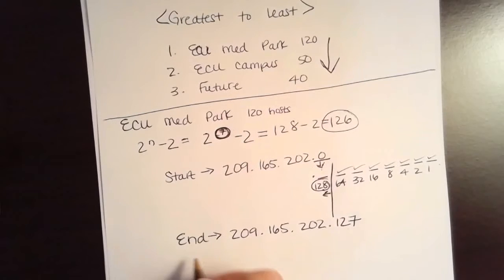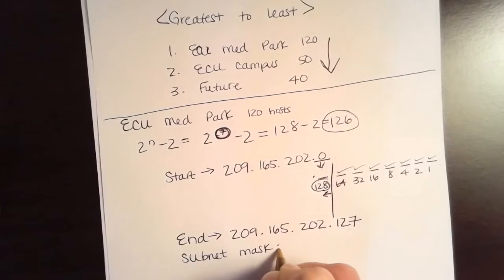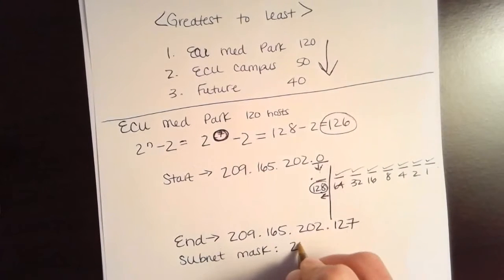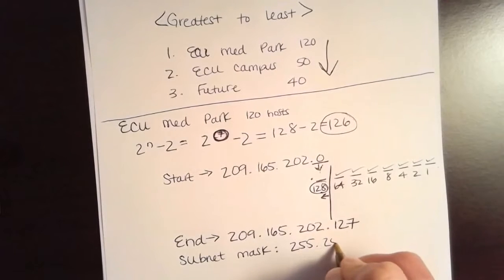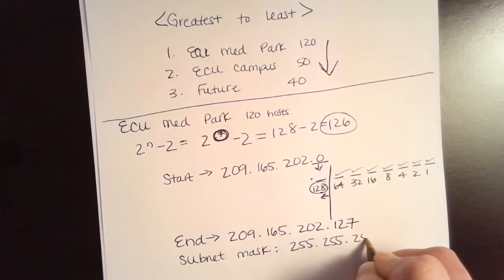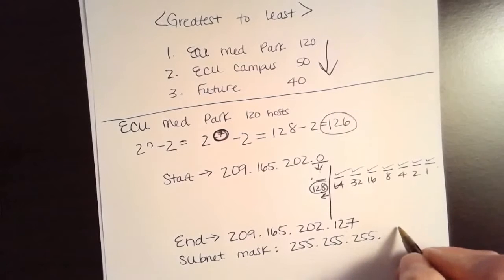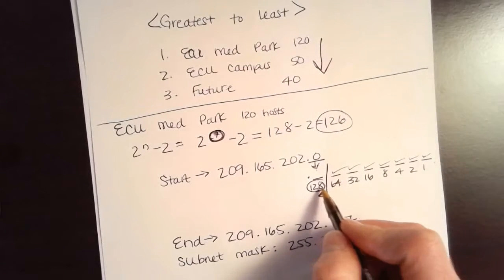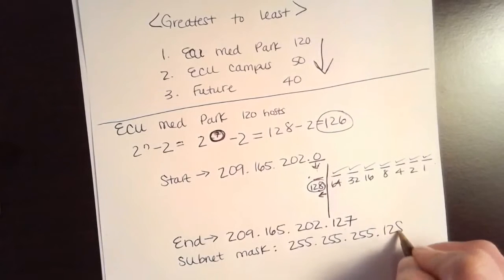The last bit of information to find out is the subnet mask. We are in the last octet, so you put all 255s right here, and in the last octet you just add all the numbers to the left of this line. We've only got one, so it's just .128.